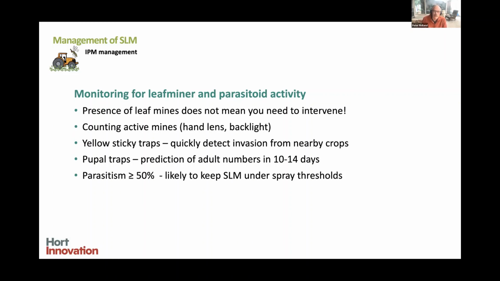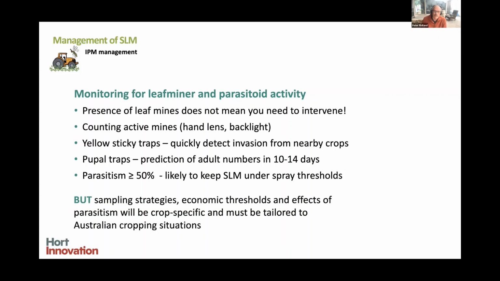Potentially you can use pupal traps to monitor the number of pupae coming out of the leaf, and in other countries that's proved a very good way in some crops of monitoring adults. And certainly parasitism of 50% or over will definitely keep the leaf miners under the spray thresholds. But we're talking there about overseas work. So again, sampling strategies, economic thresholds, and the effect of parasitism will need to be crop specific, and they must be tailored to Australian cropping situations.